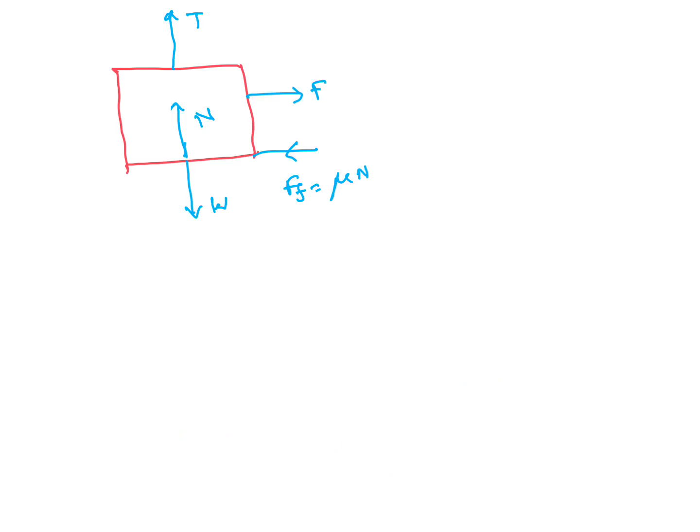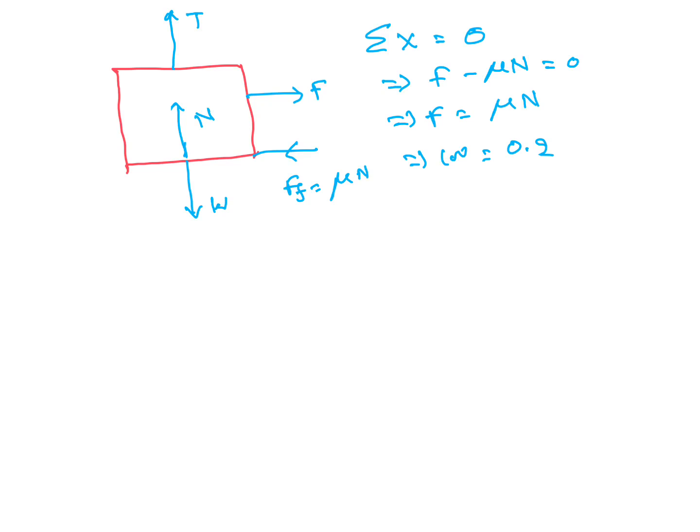Along the horizontal direction, the summation of all forces is 0. So F minus mu N, the frictional force, is 0. So F equals mu into N. 100 Newton, mu is 0.2, so N equals 100 by 0.2, or 1000 by 2, so it will come to 500 Newton.